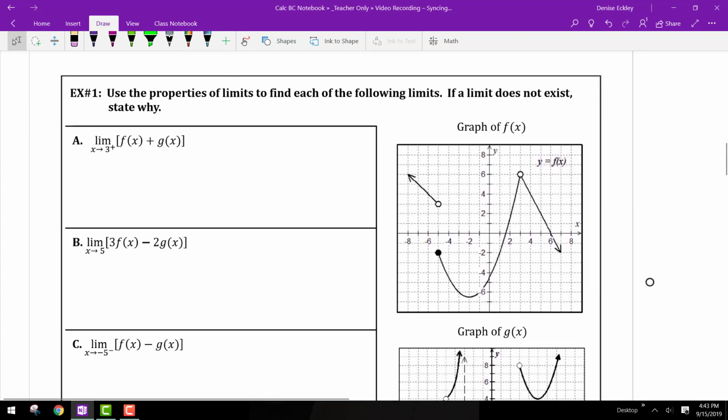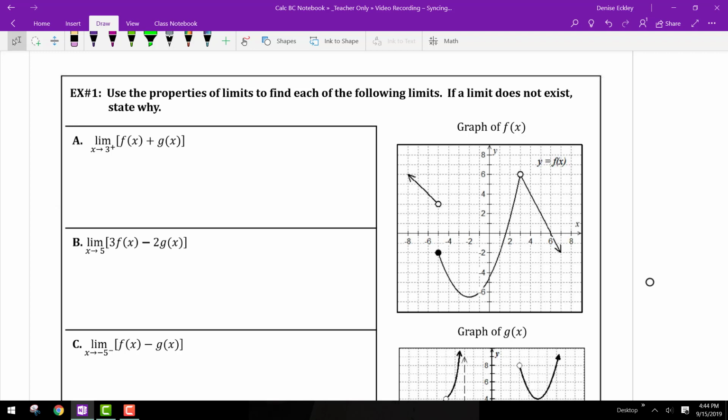We're supposed to use the properties of limits to find each of the following limits. If the limit does not exist, state why. Okay, so we're going to do this from a graph because we don't know what the functions are exactly. They're not explicitly stated, just represented by f of x and g of x.